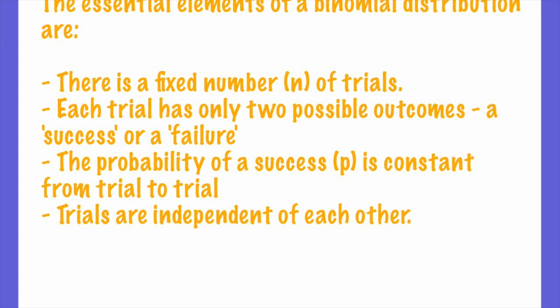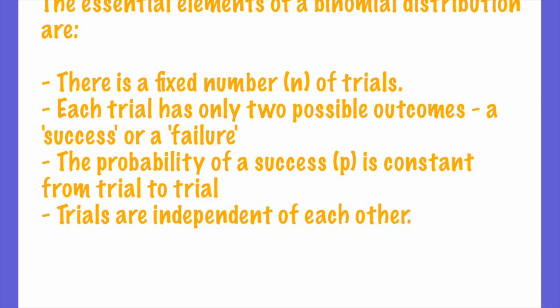The essential elements of a binomial distribution are, first, there is a fixed number of trials. That represents n. So we're either rolling this die 3 times, or picking out of the bag 2 times, and so on. Second, each trial has only 2 possible outcomes, a success or a failure. You're either picking a 6 or you're not picking a 6.